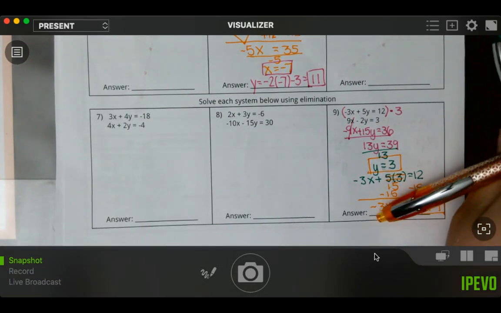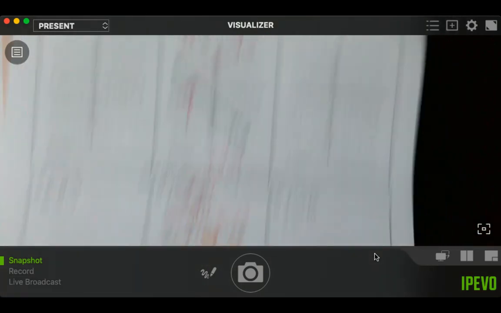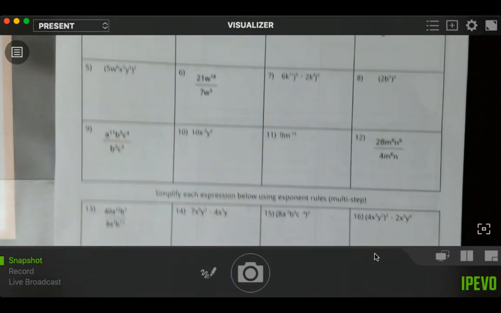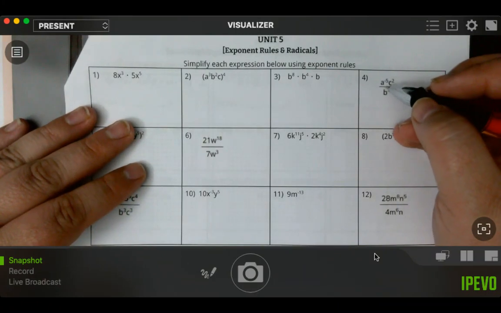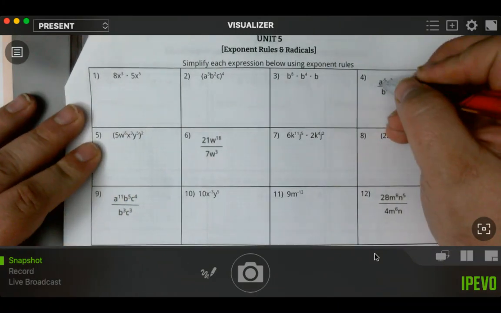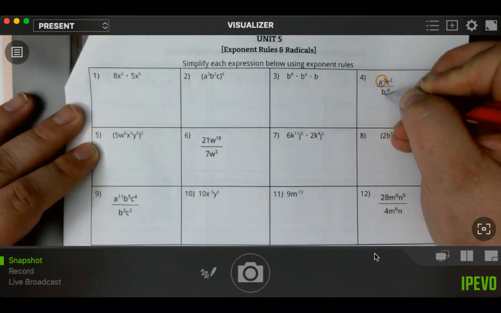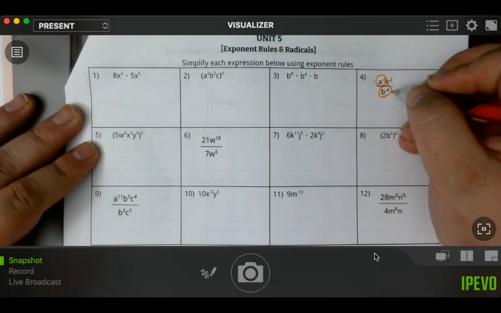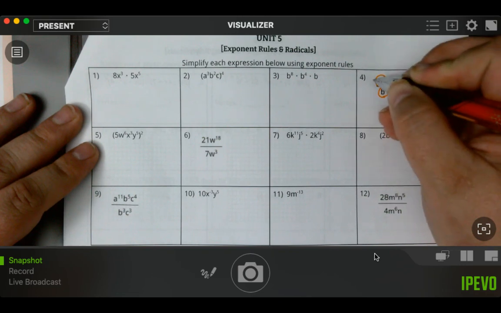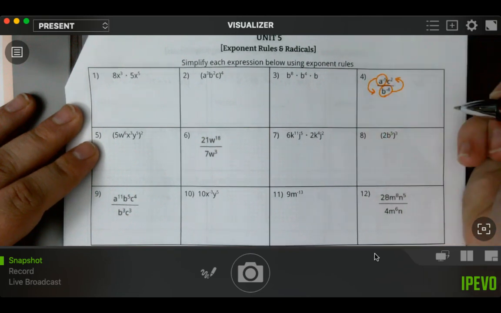Now let's move on to Unit 5. Exponent rules. I'm going to try and explain these as simply as I can, and I'm going to do numbers 4 through 7. So I'm going to start with number 4 to get this one kind of out of the way. See how there's a negative exponent here and a negative exponent here? Negative exponents make terms flip. So that means this one has to go to the top and this one has to go to the bottom.